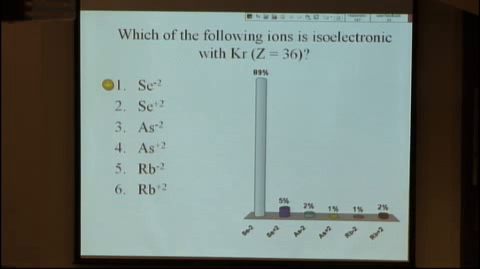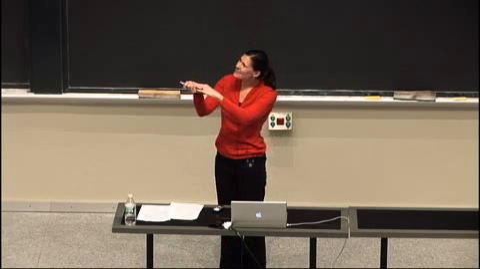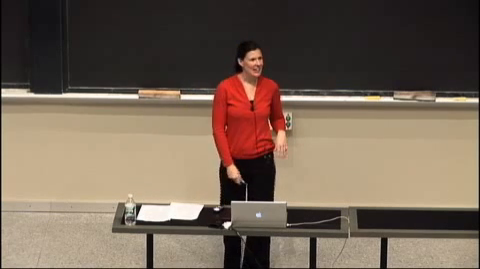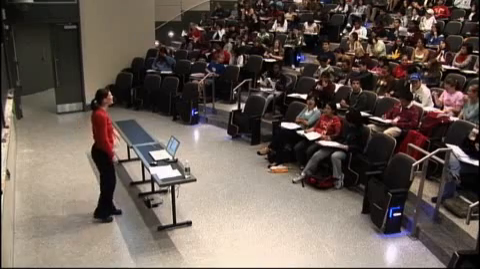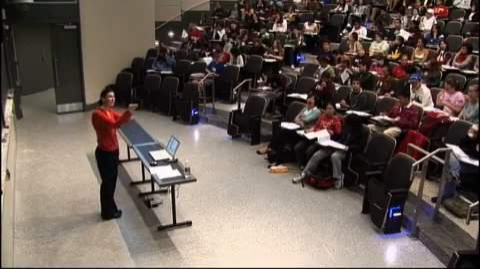Okay, good. This might be our all-time high. 89% got this right. This is great. So selenium 2 minus is what's going to be isoelectronic, because if you add 2 electrons to selenium, you'll get the same electron configuration that you have for krypton here.